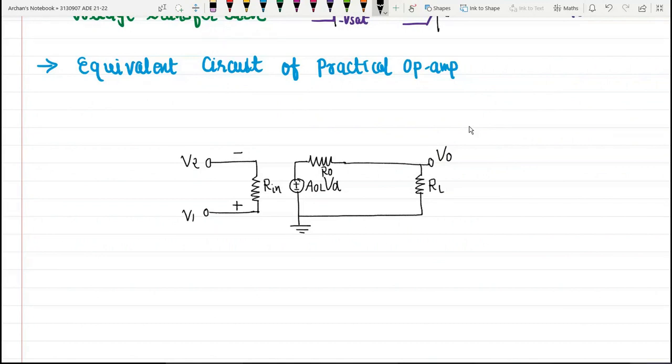So this we can call an equivalent circuit diagram. Here we are measuring our output voltage V0, and we will be providing the positive supply voltage and the negative supply voltage in this case. So where are these components actually? Where is this Rin? Where is this R0? Where is this voltage source AOL times Vd? It is under the symbol of the triangle which we are using.